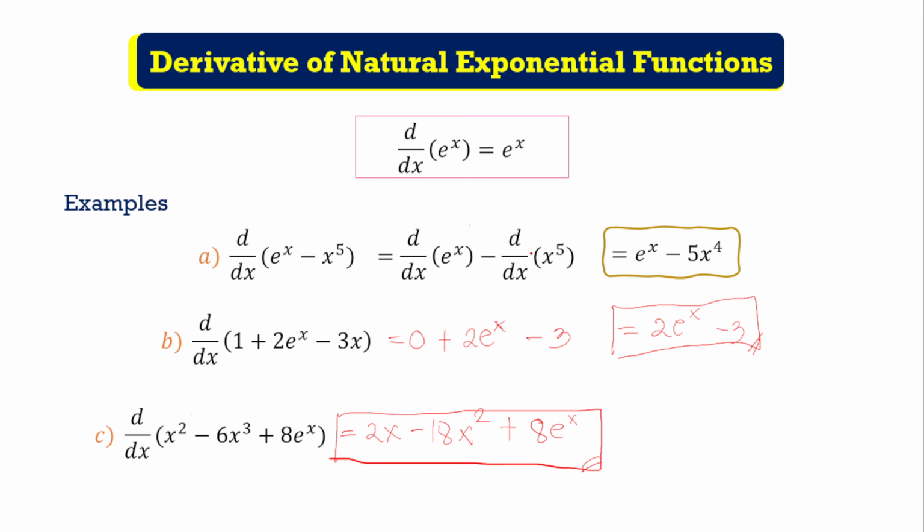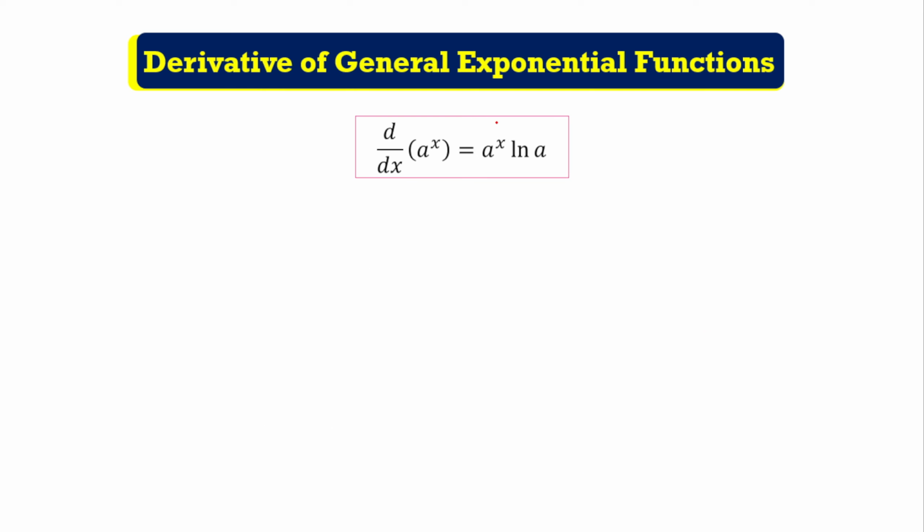Okay, so that's for the natural exponential function. Now for the general exponential function, the difference between general and natural is that their bases are different. For natural, the base is only e. But for general, it could be any real number, not just e. That is for general. So the derivative of a raised to x is just a raised to x, copy it, then times ln a, whatever the value of a.